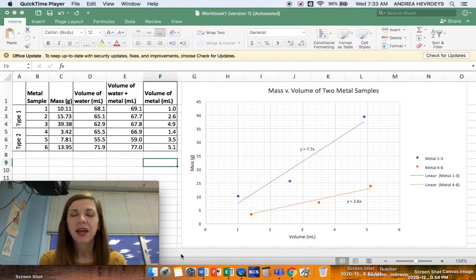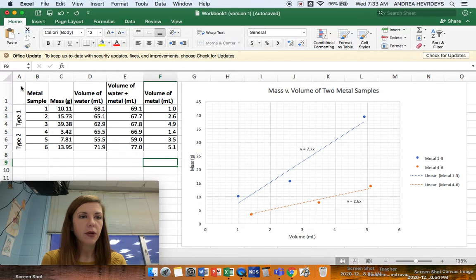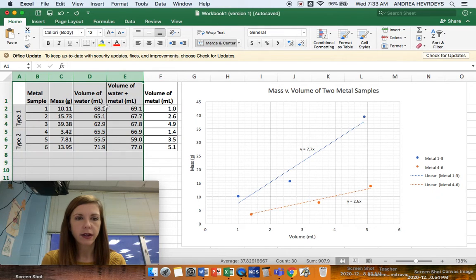Good morning. I'm going to go back over the data and the analysis for 1.4 relating mass and volume lab. Yesterday, we went into lab and we collected this data right here, and I sent you that in the chat. You had to figure out the volume of the metal. So taking the volume of the water plus the metal and subtracting it from just the volume of the water gives you the volume of the metal.